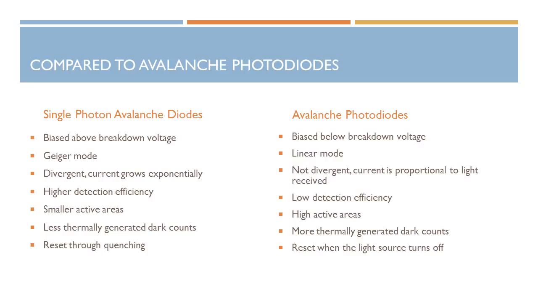The single photon avalanche diode has a higher detection efficiency due to its smaller active area, and the smaller active area results in lower dark counts. The reset mechanism also differs between the two. Rather than quenching, the avalanche photodiode resets when the light source is extinguished and does not turn back on until the light source is turned on again.